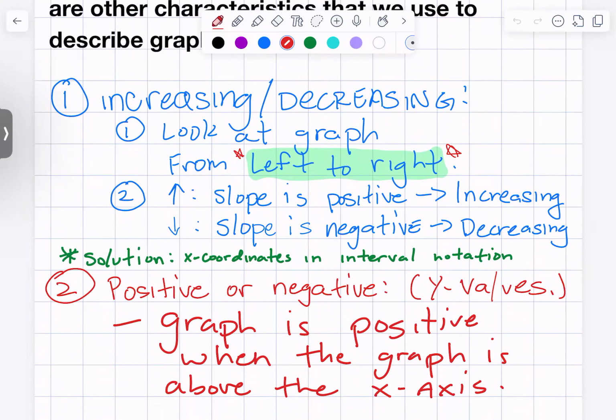it's increasing and decreasing. It is very, very important that you look at it from left to right. If you look at the graph from left to right, if you are going up the graph, it's increasing. If you're coming down the graph, you're decreasing. That's it. But the key part is you have to look at it from left to right.